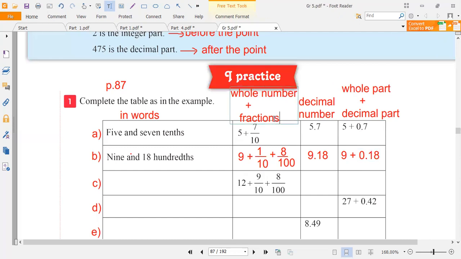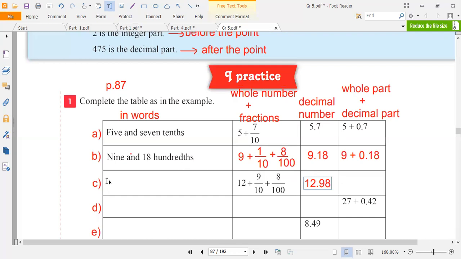Now we have it as number plus fractions. There can be more than one fraction. We have number plus fractions, and we have to write it. Let's write it first as a decimal number. It is 12.9 over 10, so it is the tenths digit. It is the first digit after the point. And 8 over 100, so it is the hundredths digit. It is the second digit after the point.